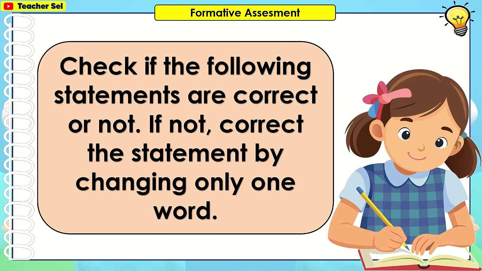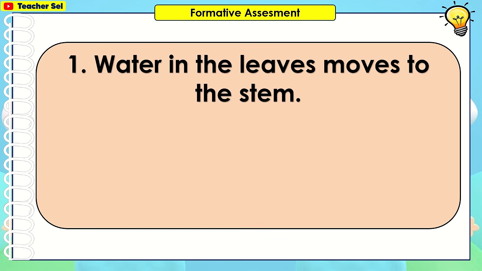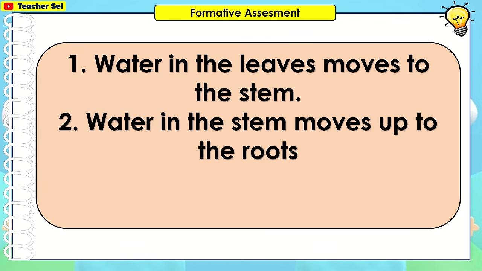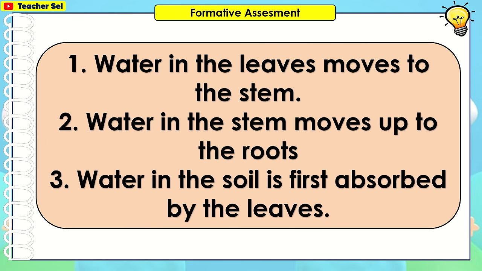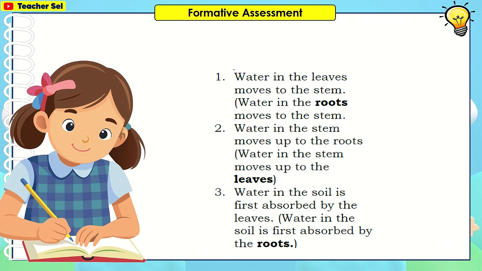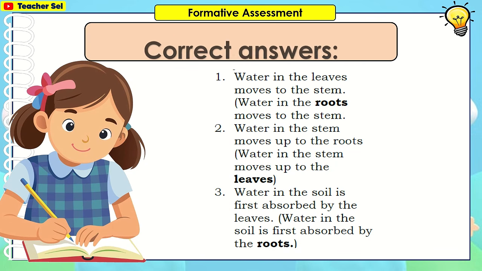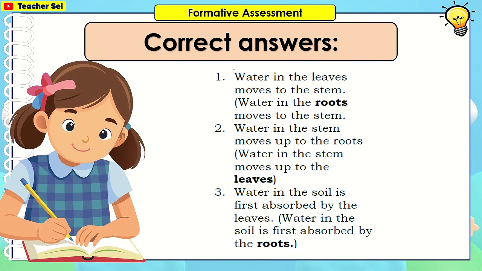Check if the following statements are correct or not. If not, correct the statement by changing only one word. Water in the leaves moves to the stem. Water in the stem moves up to the roots. Water in the soil is first absorbed by the leaves. Here are the correct answers.